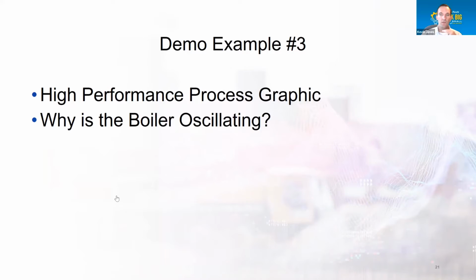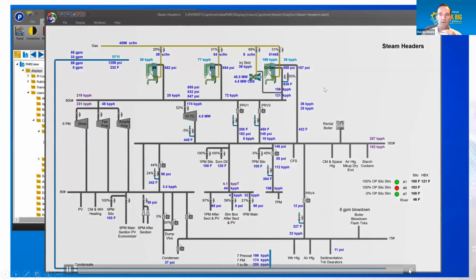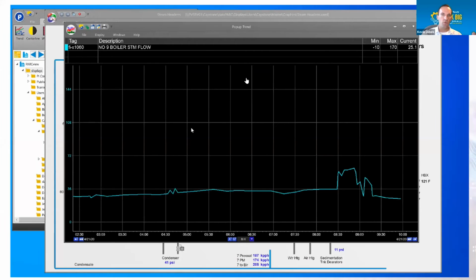So let's go a bit here. And so here's our high performance process graphic. So we've got the steam generation and all the intermediary steam headers, as well as the final consumers of steam. So this boiler steam flow output is where we had the problem. So number 9 boiler.